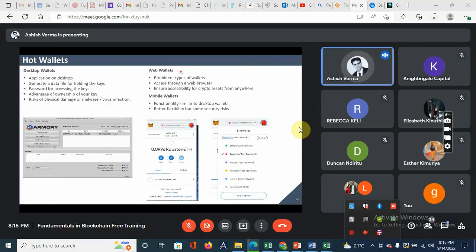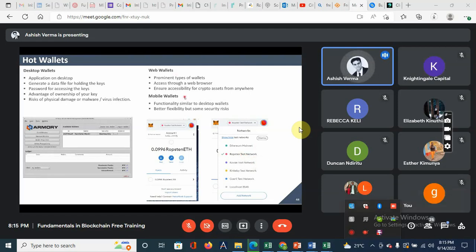Then we have web wallets. Web wallets are browser-based wallets, generally accessed through a web browser, ensuring accessibility for crypto assets from anywhere. This is one example, known as the MetaMask wallet, which is used for the Ethereum virtual machine and a few more networks. Here we can see Ethereum mainnet is there. Then these are the Ethereum test networks, which we discussed yesterday.